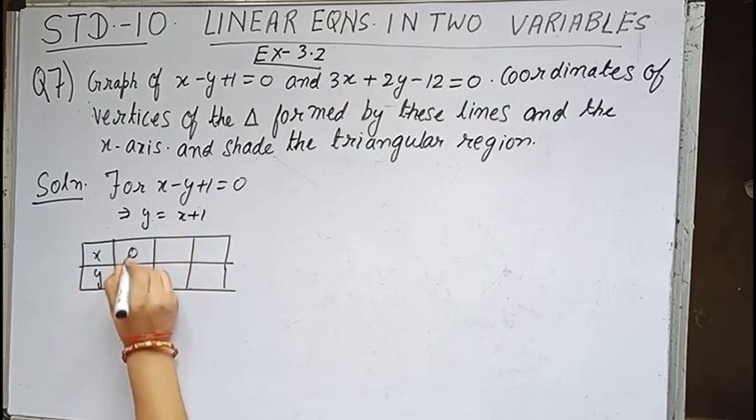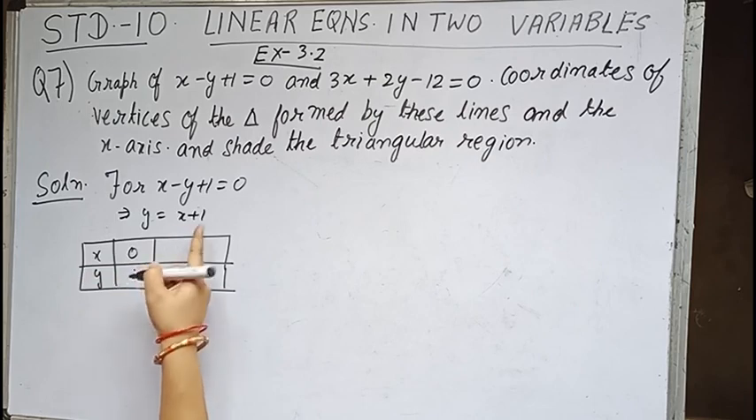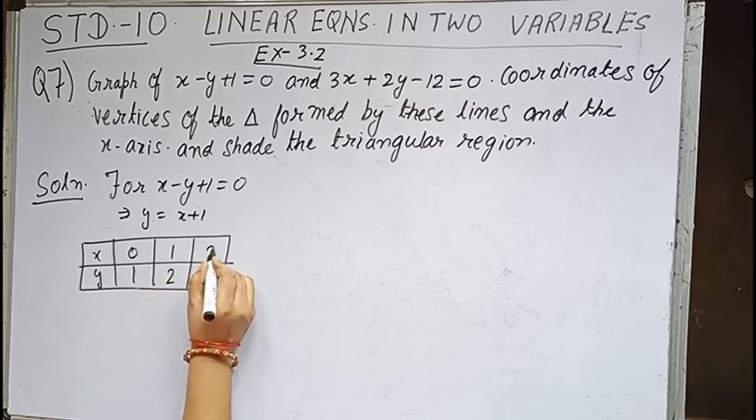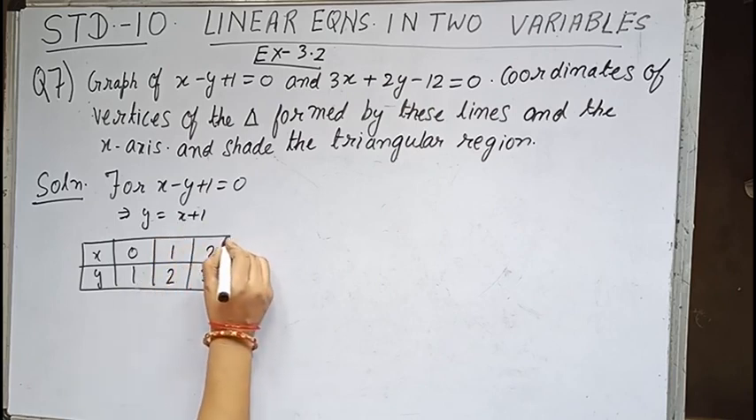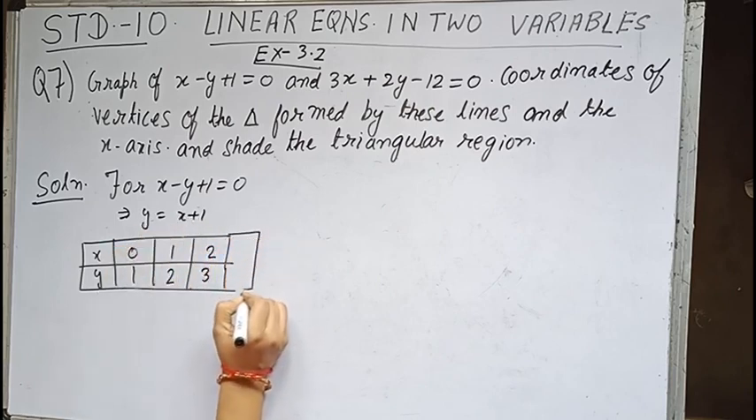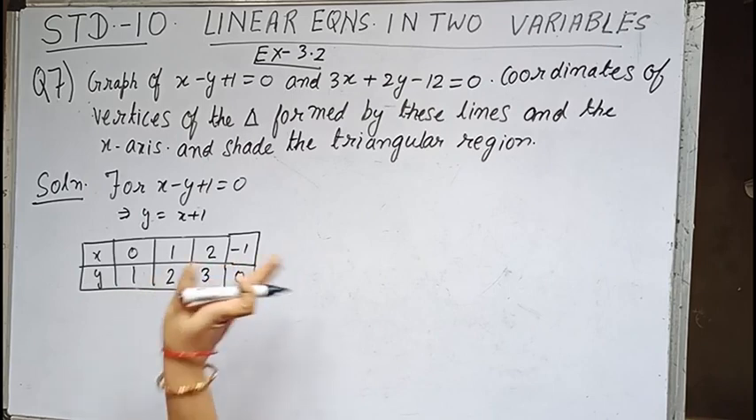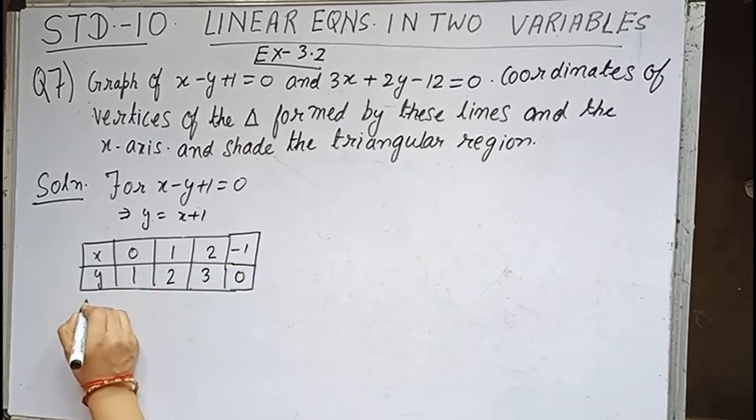Put x equals 0, y is equal to 1. x equals 1, y equals 2. x equals 2, y equals 3. We can put over here x equals minus 1, then y will be 0. It's not compulsory that you have to take this point. 2 or 3 points are sufficient for making the line.